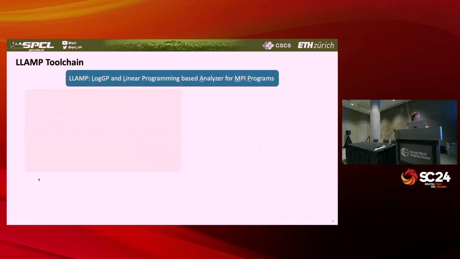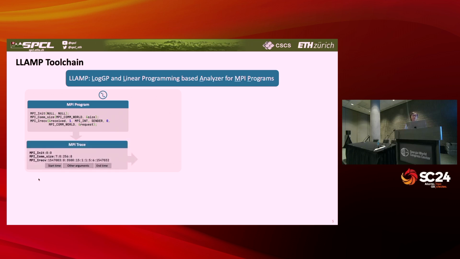So here, let me present our toolchain, which is called LAMP, which stands for LogGP and Linear Programming-Based Analyzer for MPI programs. So we're going to start with MPI programs. Hopefully everyone here should be pretty familiar with MPI programs, and we trace them with the help of the PMPI interface. Afterwards, we obtain the MPI traces that record the list of operations as well as the signatures of these functions and the timestamps associated with them. And afterwards, we convert these traces into execution graphs, which I'll explain later in a bit more detail.